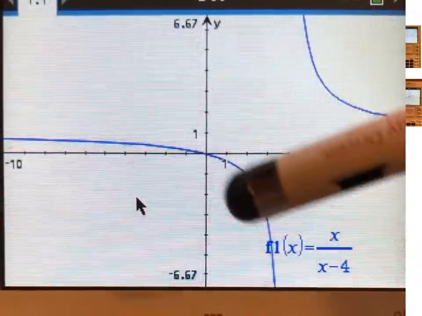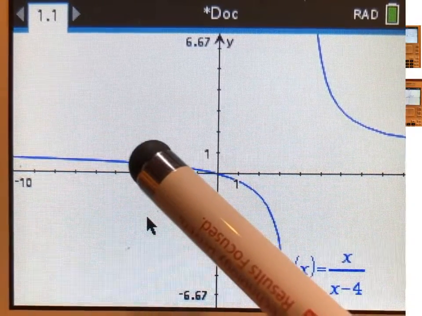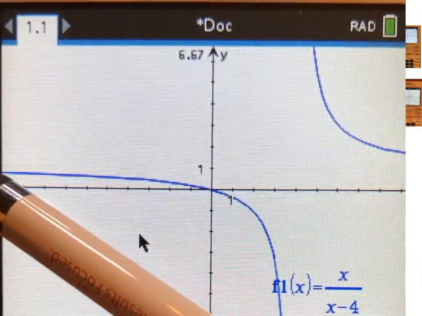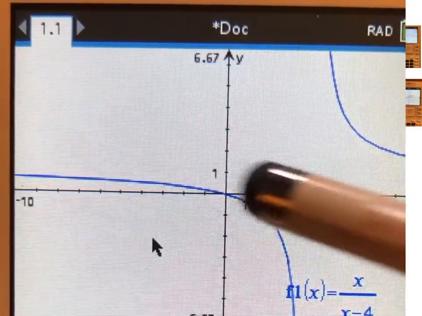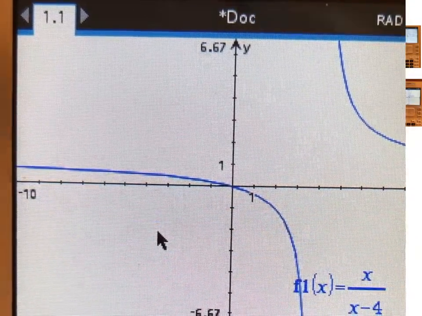Okay, so let's talk about the left and right side, just looking at this graph. So on the left side, as my x's are going into the negative infinity, I can tell that it levels out, and it looks like it's approaching the value of 1. It's getting closer and closer to 1.